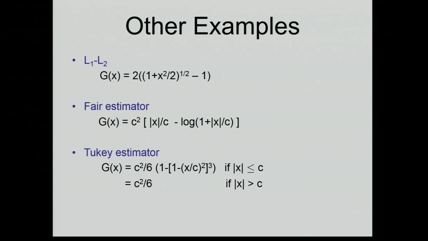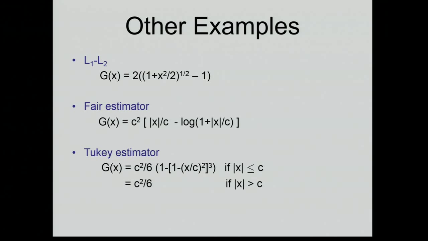And there are many other examples of M-Estimators, and a lot of them have this similar flavor, that they look quadratic near the origin and they start looking linear as you move sufficiently far away. So there's the L1-L2 estimator. If x is small, then you can show that this thing looks quadratic, and otherwise it looks linear. The same thing for the fair estimator.